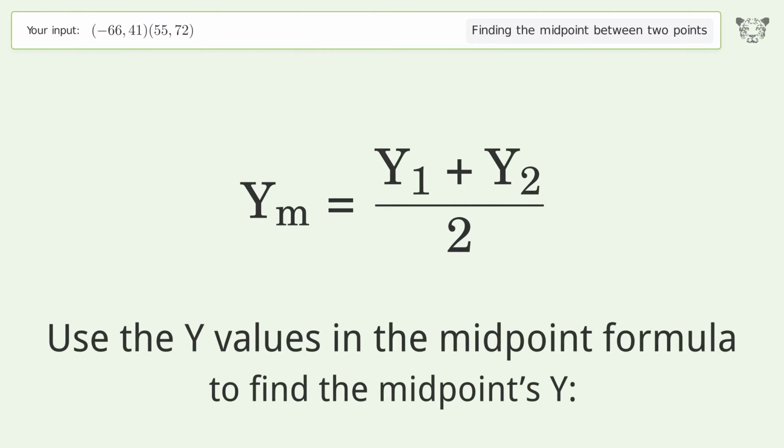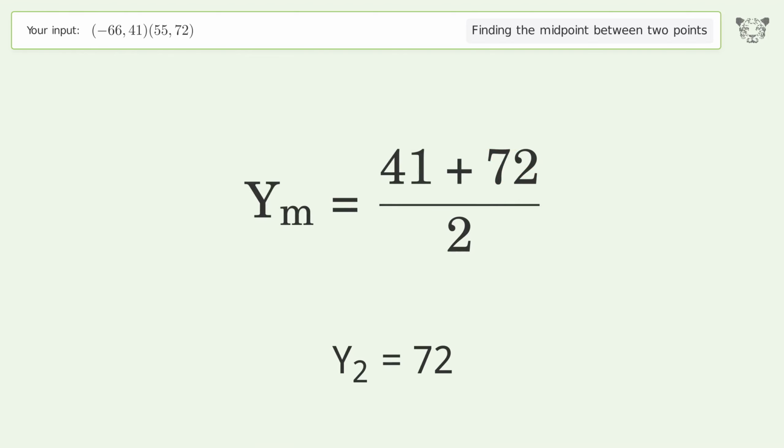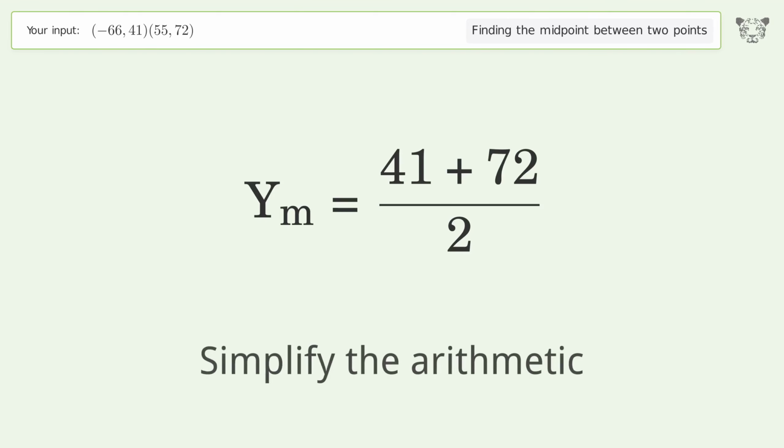Use the y values in the midpoint formula to find the midpoint's y. y1 equals 41. y2 equals 72. Simplify the arithmetic.